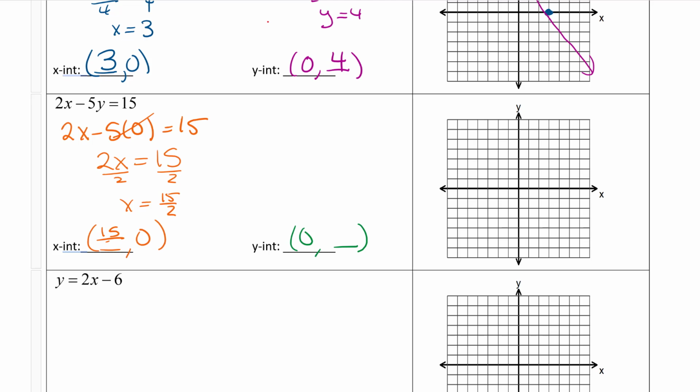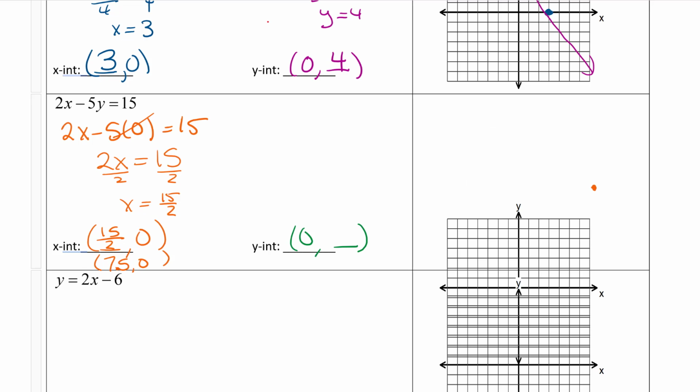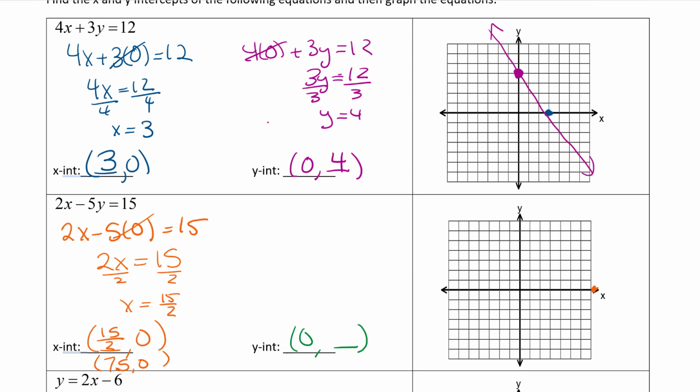15 halves is a perfectly good answer, but to graph that, you would probably need a decimal answer, so you can figure that out. 15 divided by 2 is going to get you 7.5. So I'm going to go over 1, 2, 3, 4, 5, 6, 7, and just a little tiny bit more, 7 and a half. Okay, so now I'm going to get the y-intercept.